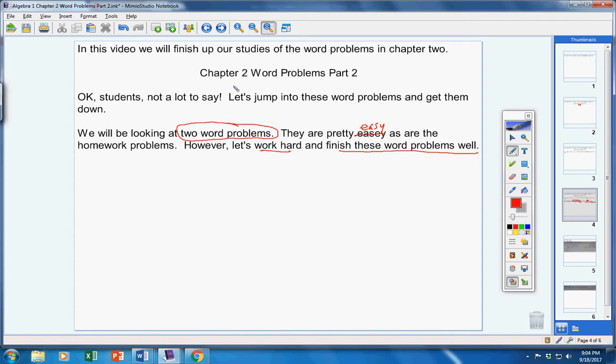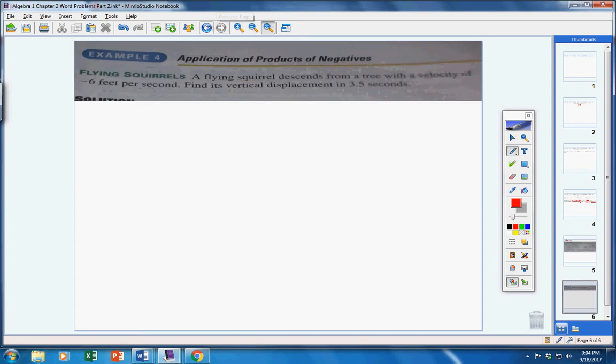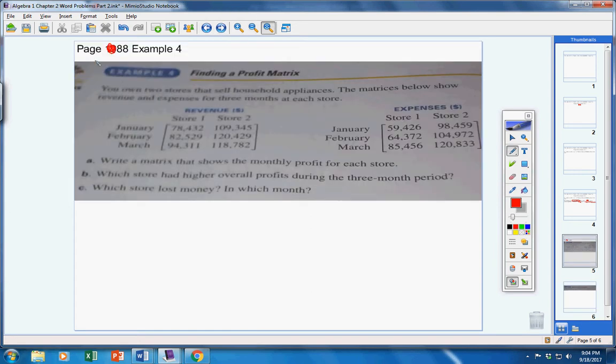I would strongly encourage you to not copy down this entire word problem, but instead write in your notes page 88, example 4. Alright, here we go. You can turn over in your books to this page. Let's get started.